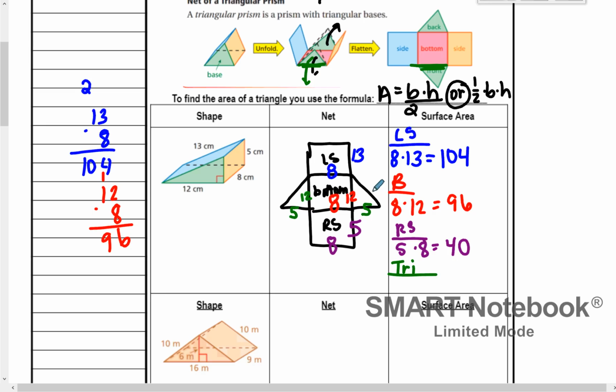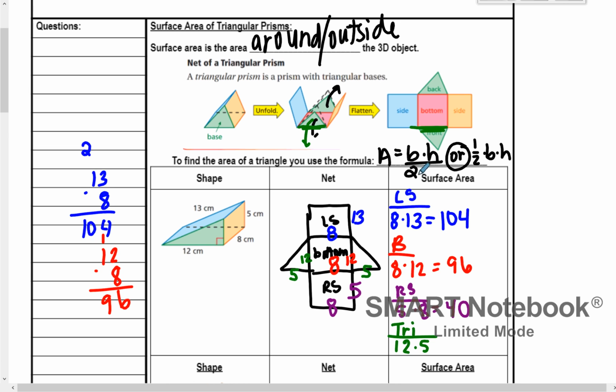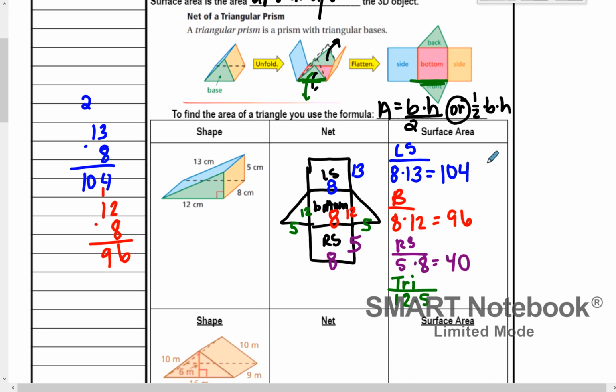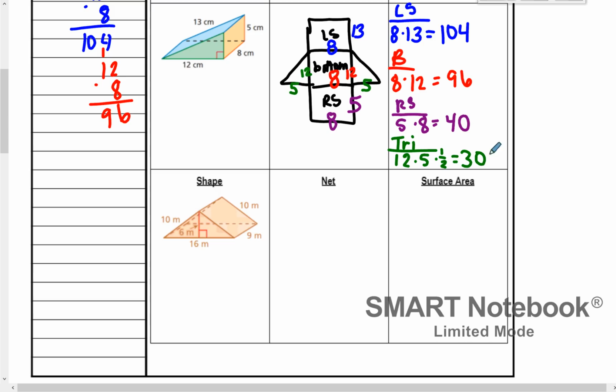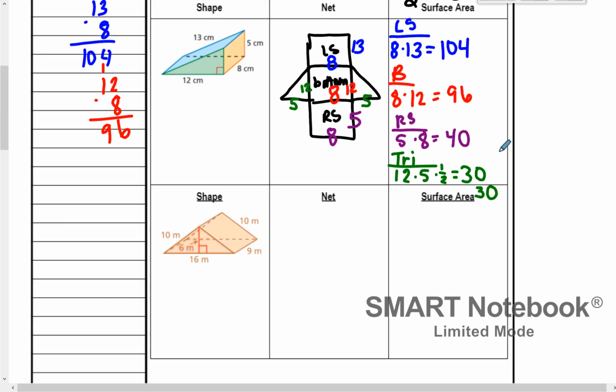Those triangles are going to be 12 times 5. But remember our formula for triangles, we have to divide it by 2 or take half of it. So I'm just going to take times 1/2. Okay, so 12 times 5 is 60. Half of 60 equals 30. We have 2 triangles, so we should have 2 30s.